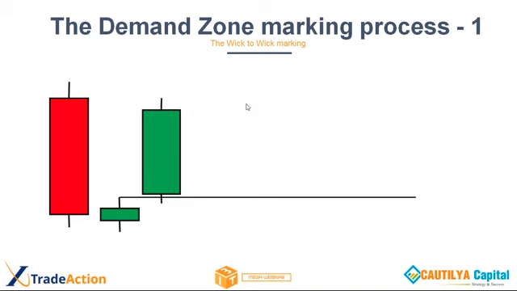So what we do, we pick the wick. I hope everyone understands what a wick is. We took the top of the wick of the base, and that is called a proximal line. What is a proximal line? A proximal line is a line which is closest to the current latest price. Where is the current LTP? Our current LTP is here, right? So which is the closest line? That is the closest line.